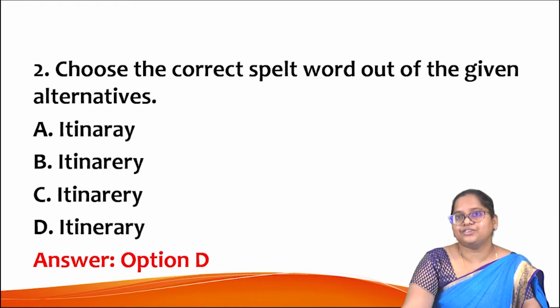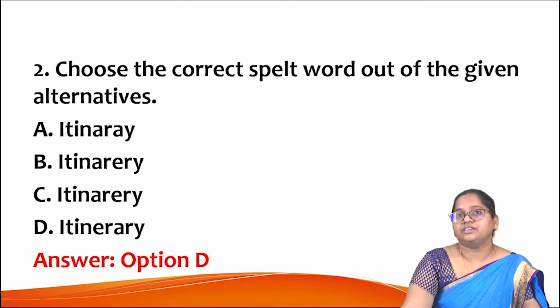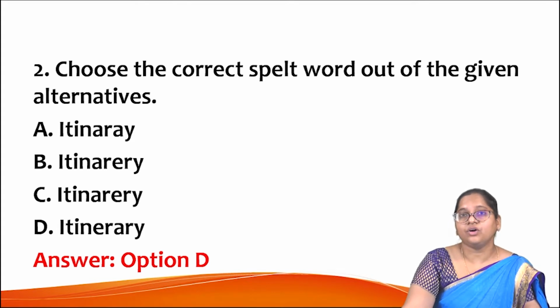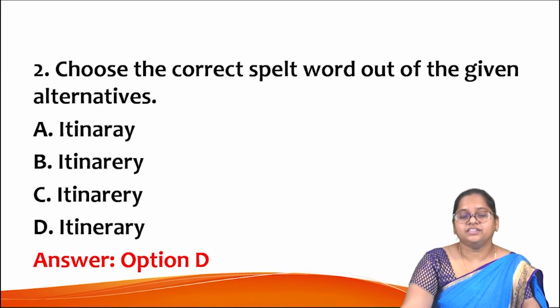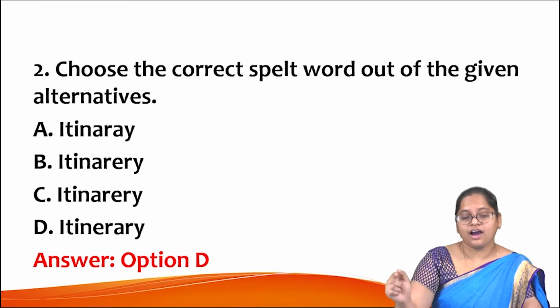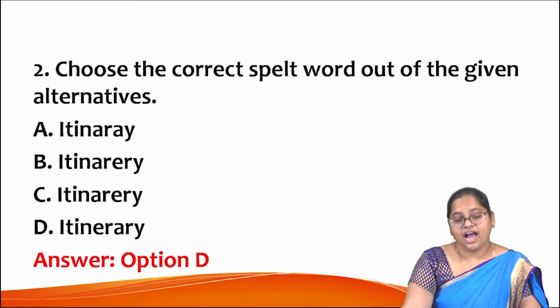Next, choose the correct spelt word out of the given alternatives. A, B, C, D. Like itinerary. I-T-I-N-A-R-A-Y. I-T-I-N-A-R-E-R-Y. C, I-T-I-N-A-R-E-R-Y. D, I-T-I-N-E-R-A-R-Y. Itinerary.